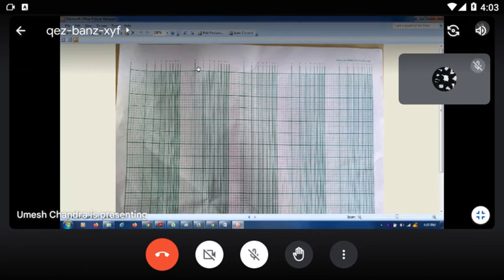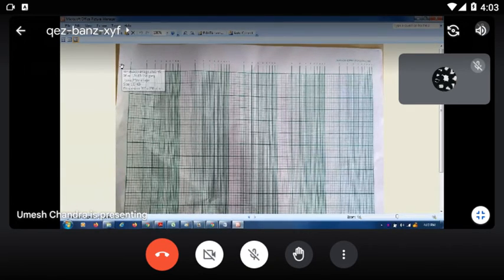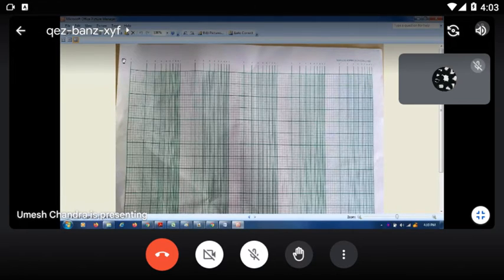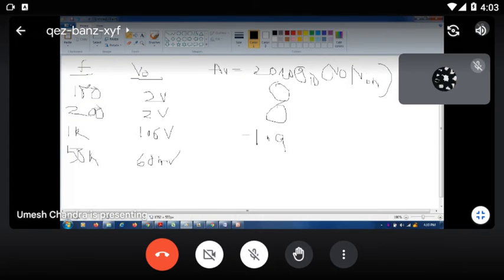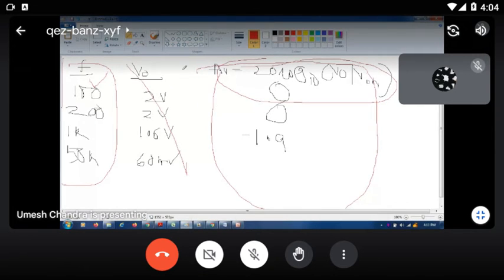This is your frequency axis, and on the y-axis you take your gain in dB. This is 100 hertz, that is frequency, gain in dB is 0. You plot frequency and logarithmic value. Not this, but frequency versus gain, that is the logarithmic value. Okay.